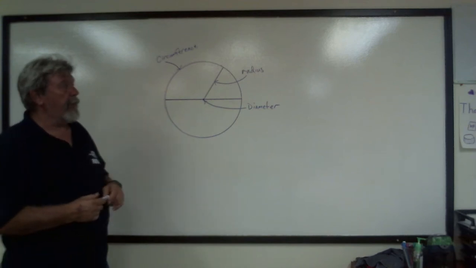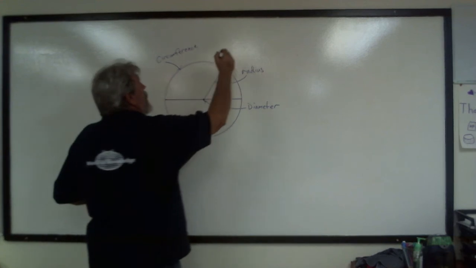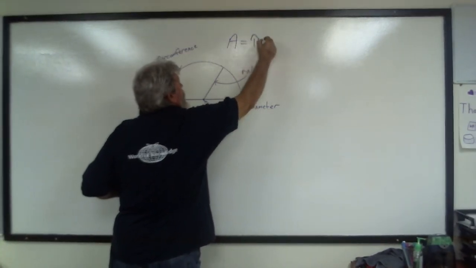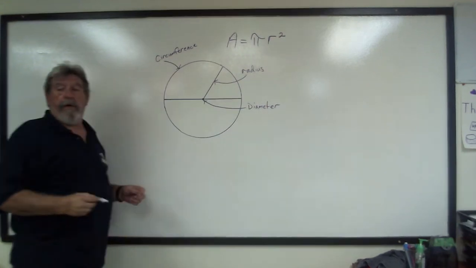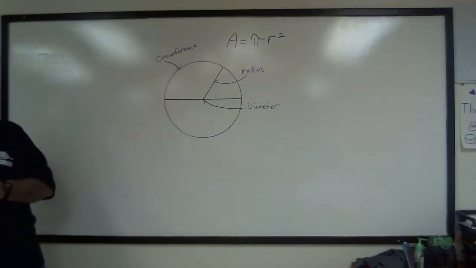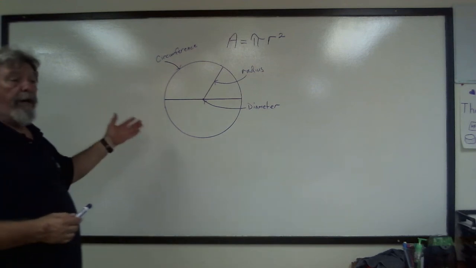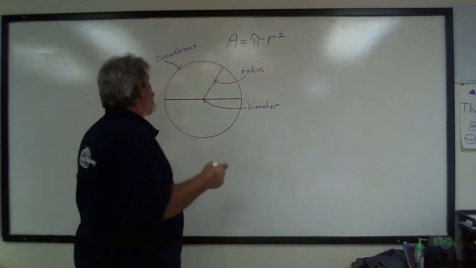The formula or equation for area is A equals pi r squared. Okay? So when we have pi r squared, that's telling us that we're multiplying pi times the radius squared.